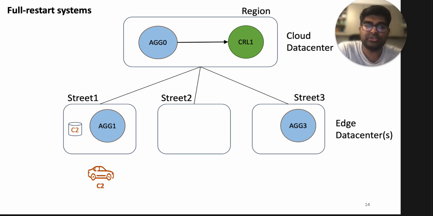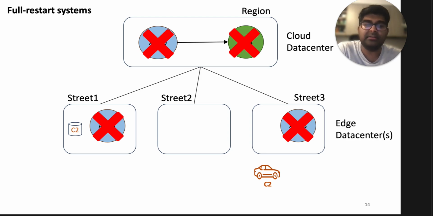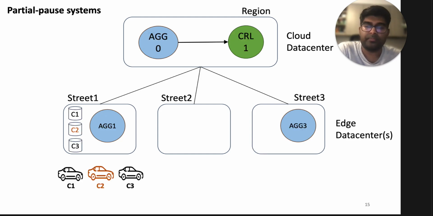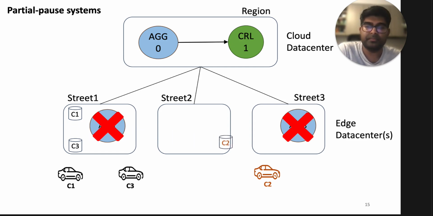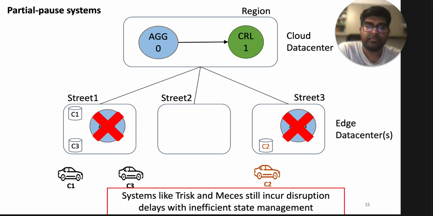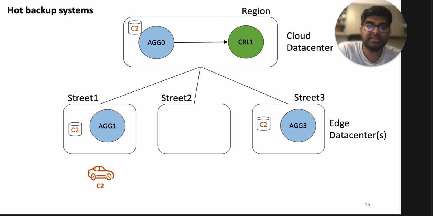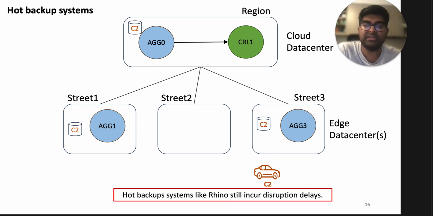Systems like Apache Flink and Storm follow the full restart approach, where the entire application is stopped, the state is moved, and then the application processing is resumed. This obviously incurs a huge downtime for application processing. In contrast, systems like Trisk and Meces improve on this by only pausing the affected operators involved in the reconfiguration. Finally, the hot backups replicate the state to all locations where reconfiguration could occur, which is quite expensive. However, this still incurs downtime since it takes some time to transfer the state changes that happened between the last successful checkpoint and the trigger of reconfiguration.